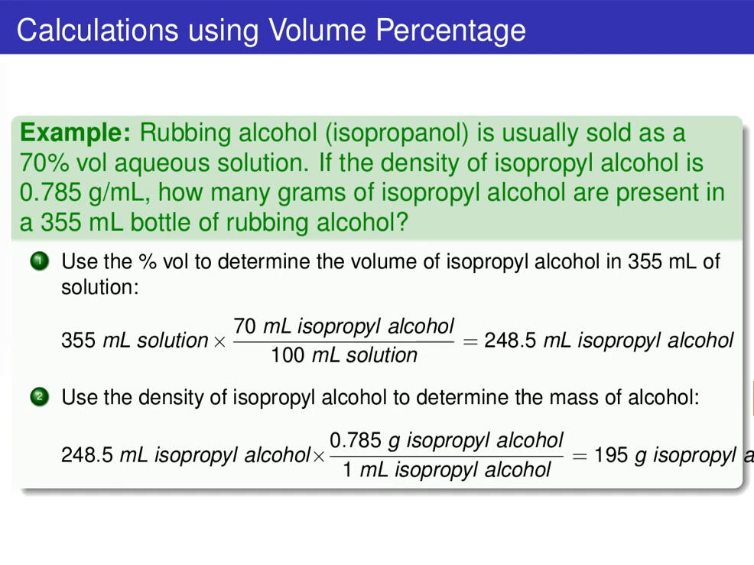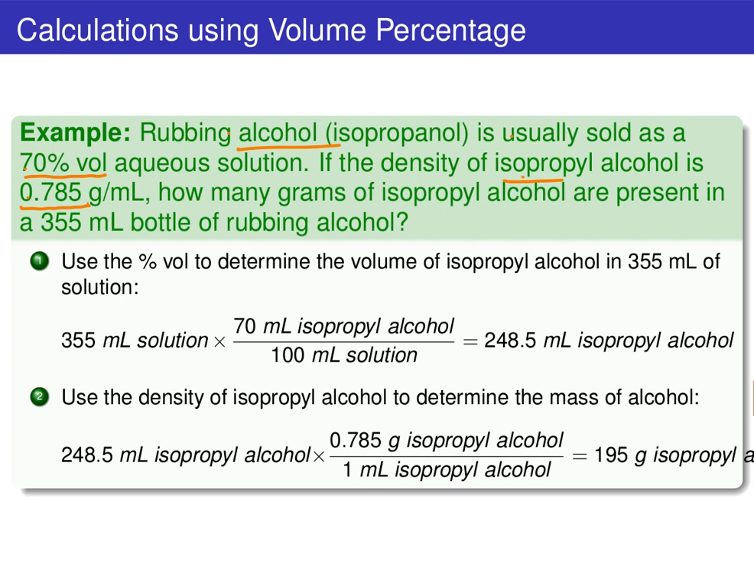For our next example, let's look at a calculation involving volume percentage. In this example, we're going to look at rubbing alcohol, or isopropanol. It is usually sold as a 70% volume aqueous solution. So if the density of the isopropyl alcohol is 0.785 grams per milliliter, we want to figure out how many grams of isopropyl alcohol are actually present in a 355 milliliter bottle of rubbing alcohol.